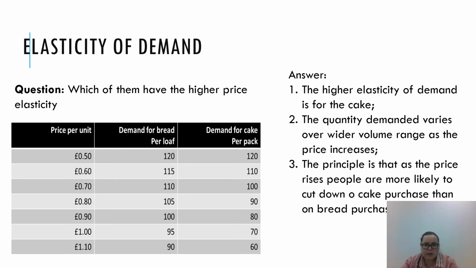So, for example, in this particular case, we can say that the higher elasticity of demand is for the cake. Basically, we can see that as the price increases, the quantity of cakes has reduced by 60 pieces. The principle is that as the price rises, people are more likely to cut down on the cake purchase rather than the bread purchase, because people will still need bread. Maybe they are going to consume less bread, but they still are going to buy it.